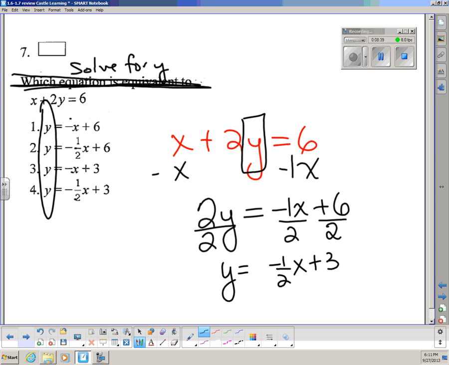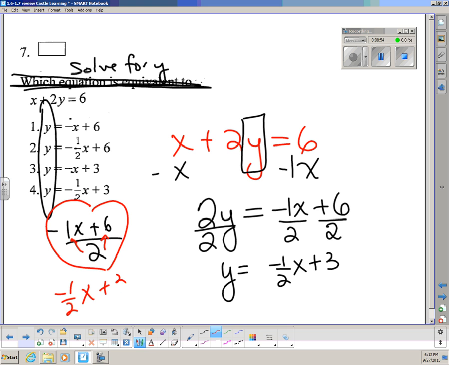Another way to do the division by 2, I show my class. If we're at that last step, I divided both sides by 2. I share the love. And remember to distribute the 2 to both guys. It's really a distribution. And you'll get negative 1/2 x plus 3 that way. So you can divide them separately, or you can divide together. Remember to share the love. Choice 4 ends up being the answer.